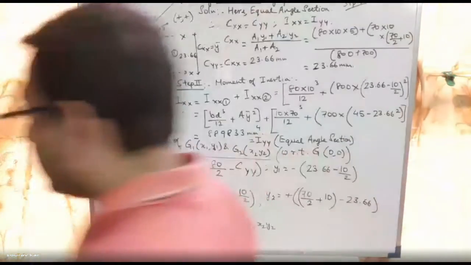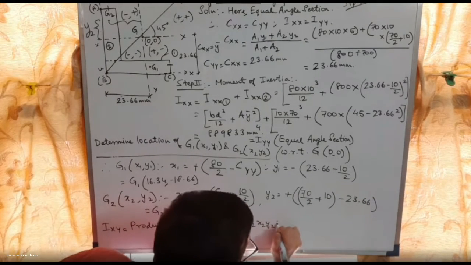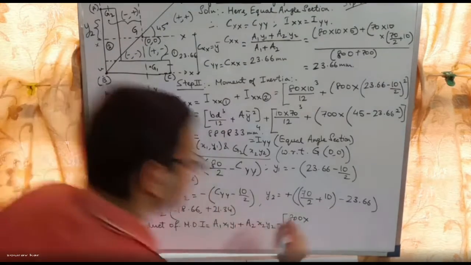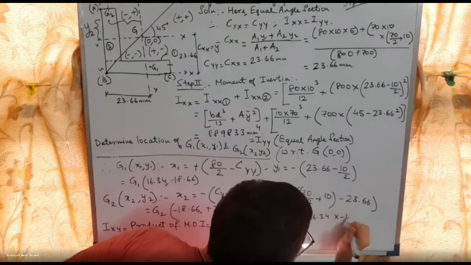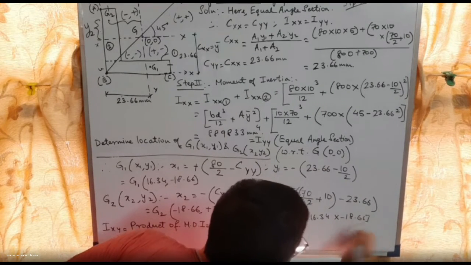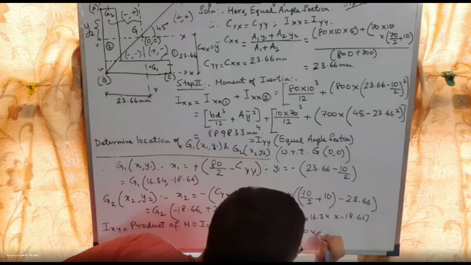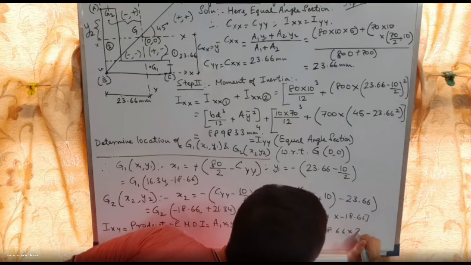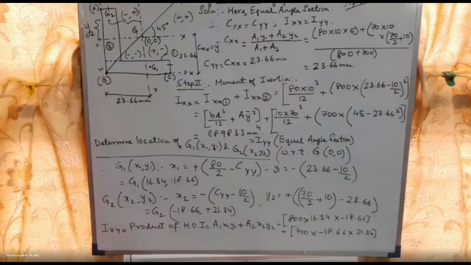a1 x1 y1 plus a2 x2 y2. So therefore put a1, x1, all these values. 800 into x1 is 16.34 into minus 18.66 plus a2 x2. You have to take the sign also.